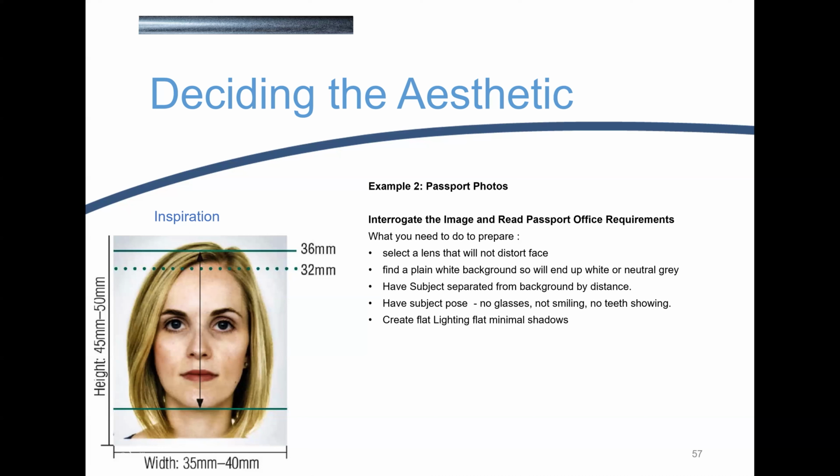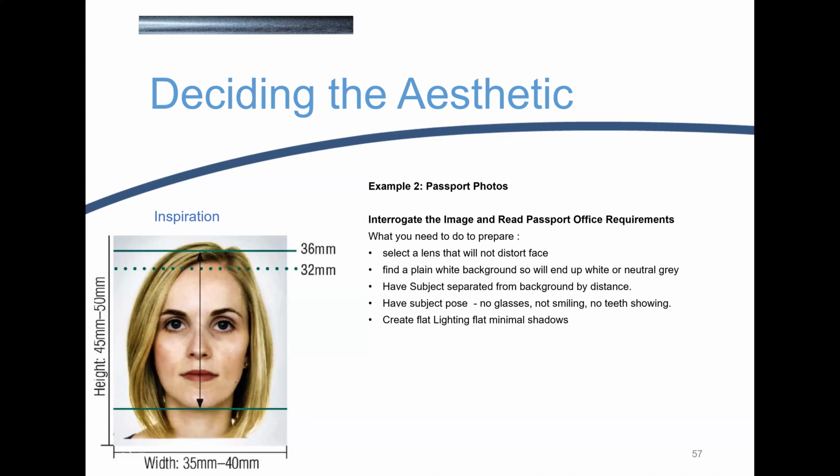The Passport Office has quite strict requirements in terms of the subject not having any hats or glasses on, and also ask that they're not smiling, that they have a fairly neutral expression and no teeth showing. And when we interrogate this photo, we can see that the lighting is what we call flat lighting. It's not creating any shadows.